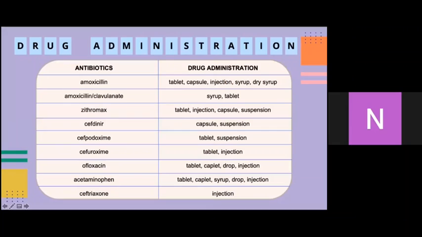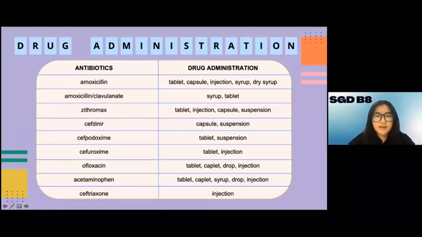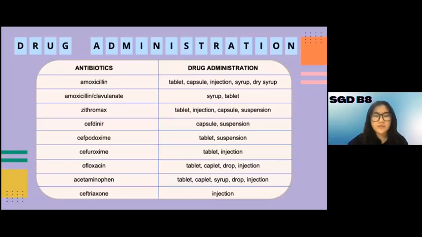Thank you. Hello, my name is Felicia, with the last 3 digits of my number 166, and I will explain about the drug administration for antibiotics for acute otitis media. So there are some variations of drug administration. The first one is the amoxicillin antibiotics, which can be given in the form of tablet, capsule, injection, syrup, or dry syrup. And then there is amoxicillin and clavulanate combined, which can be given in the form of syrup or tablets.